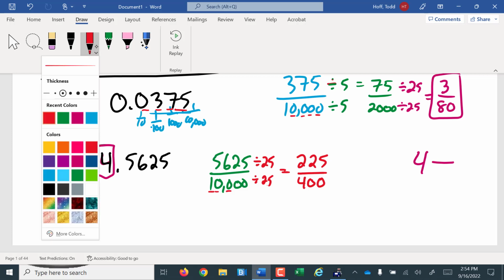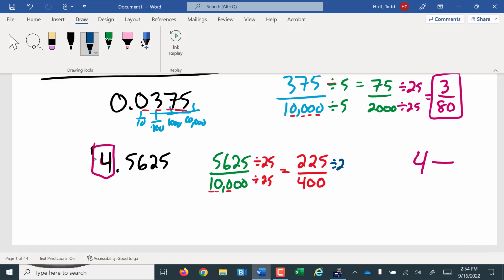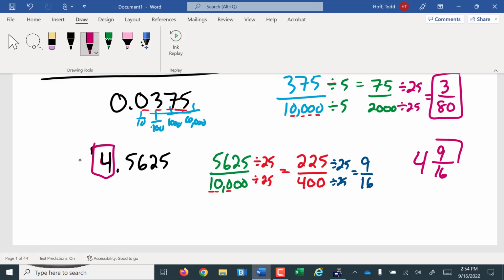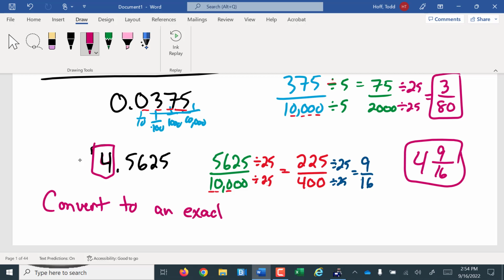But both of those are still divisible by 25 again. 225 divided by 25, 9. 400 divided by 25, 16. So this is 4 and 9/16. So we have to remember the whole number part. Not so bad. So this process up here is if we're asked to convert to an exact fraction. And we just use the place value of that last digit to become our denominator.